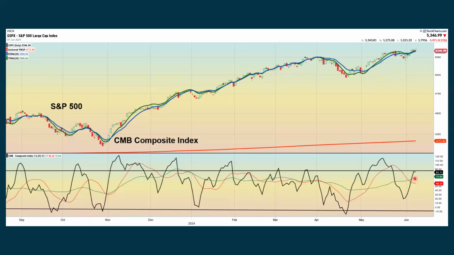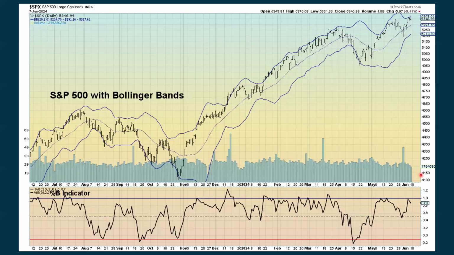This is the CMB composite. Also in May, we were getting an extreme reading for a number of days. We are positive now, but we're not at this black line yet to get an extreme positive reading again. Bollinger Bands: this type of study uses a percent B indicator, which just measures when we're above or below one of the Bollinger Bands. We're not right now, so there's been no need to show this.